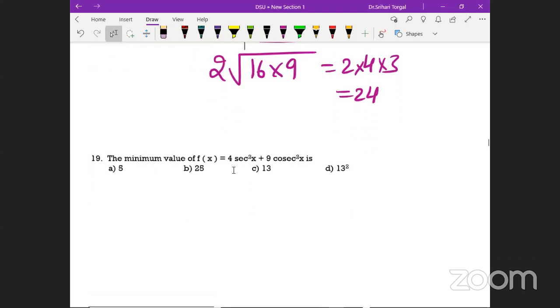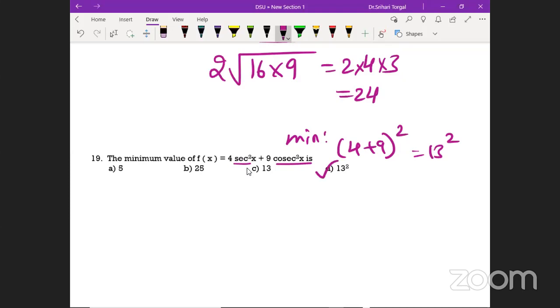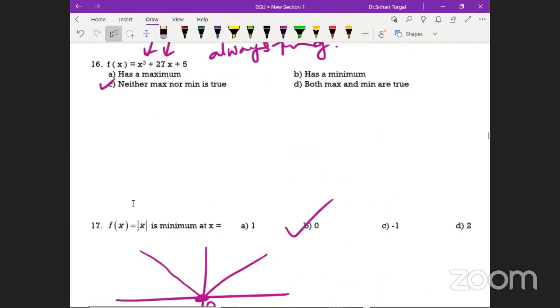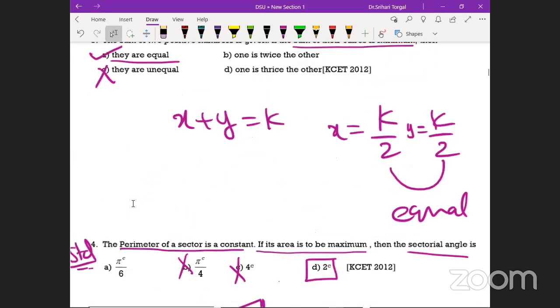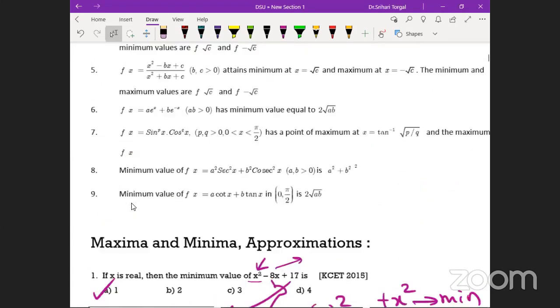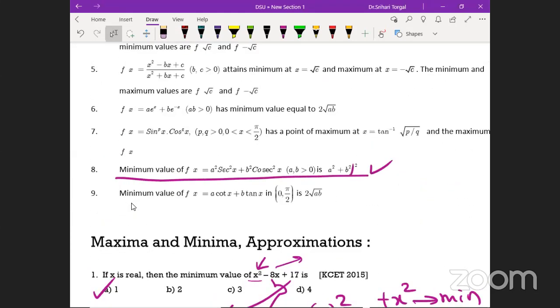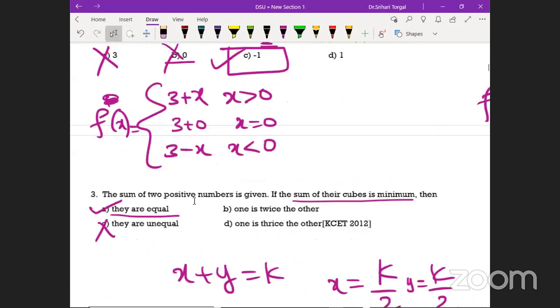And the minimum value of the function 4 secant square x plus 9 cosec square x. I have told you already, if it is secant and cosecant, the answer is 4 plus 9 whole square is the minimum value. You will get only minimum value here, that is 13 square. 13 square, option D is the right answer. Right. That we have discussed. I have given it as a time saving result. See here.